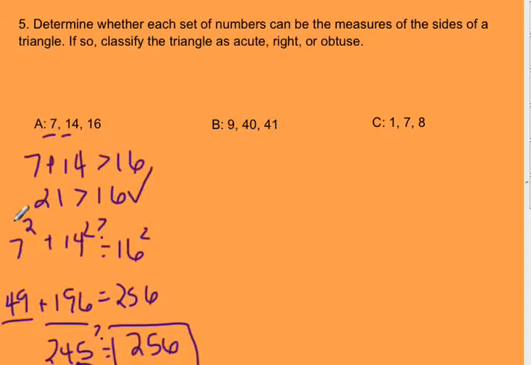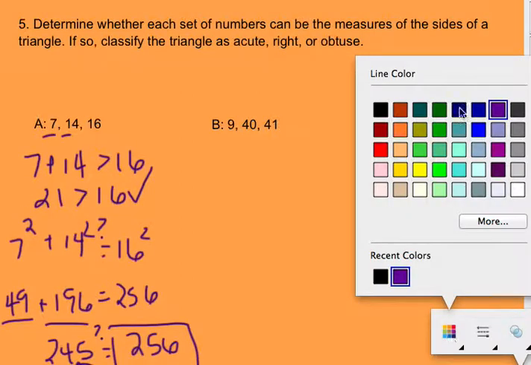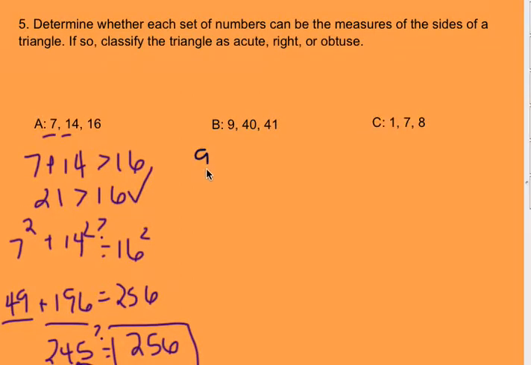So let's take a look at B. First we need to figure out if it's a triangle. To do that, we're going to take our two smaller sides, and we want to make sure that the sum is bigger than the larger side. Again, no squaring. We're just trying to make sure it's a triangle. So then I get 49 is greater than 41. That's true. Check it off. This is a triangle. So now we need to figure out what kind of triangle.